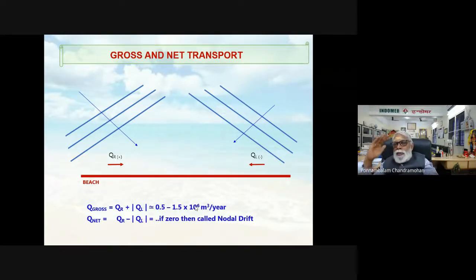There are no waves coming from the northern sector. And the net transport is the transport moving north minus the transport moving south. If it is zero, then we call it the nodal drift, the balancing drift. This is a particular coastline where, over the 1 year period, you will have a balanced littoral drift. They are stable beaches. We can see this kind of nodal drift location from Vedaranyam up to Kadalur, and also in some part of the Nizampatnam area you have zero nodal drift.